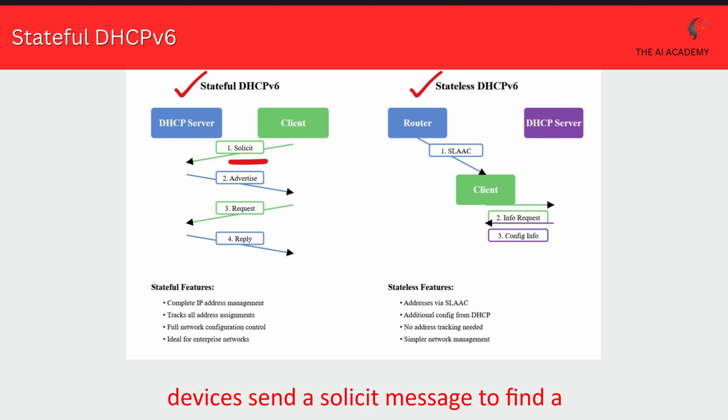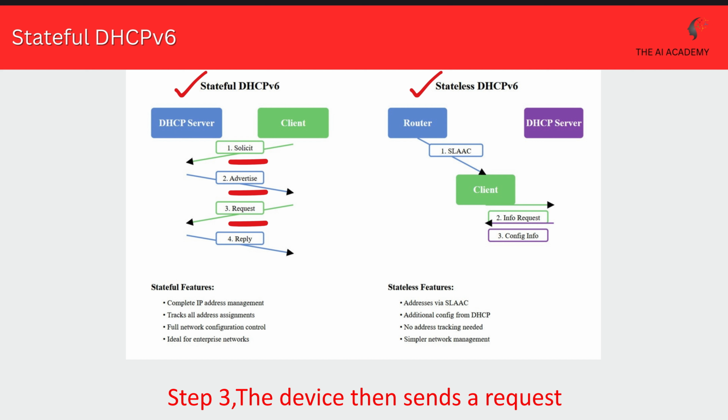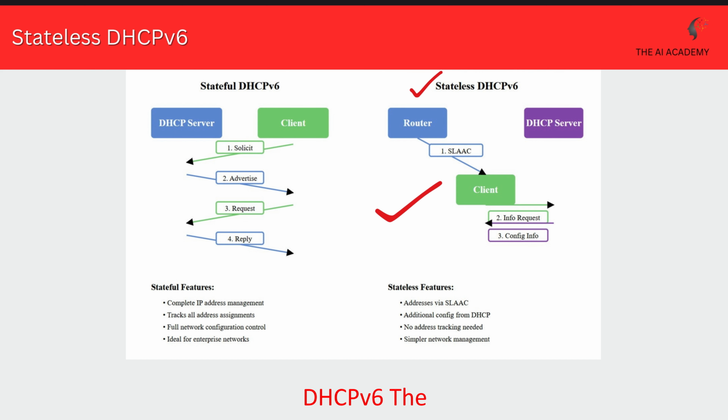Step 1. Devices send a solicit message to find a DHCP server. Step 2. The server responds with an advertise message, offering an address. Step 3. The device then sends a request for the offered address, and the server confirms it with a reply. What the server does: it tracks which devices have which IP addresses. It can also provide additional configuration info like DNS server addresses. The best use case for a DHCP server is environments where administrators need tight control over IP address assignments, such as enterprise networks.